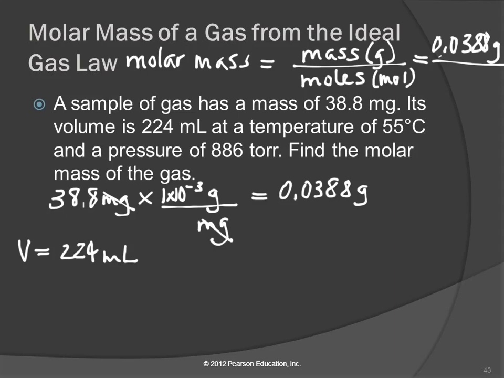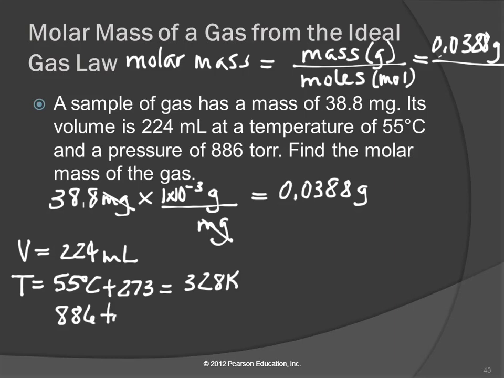Next one, temperature of. Temperature equals 55 degrees Celsius. What should we do to Celsius? Change it to Kelvin, do it right away. Plus 273. 55 plus 273 equals 328. And the last number, 886 torr, that's the pressure, right? It says pressure. P equals.